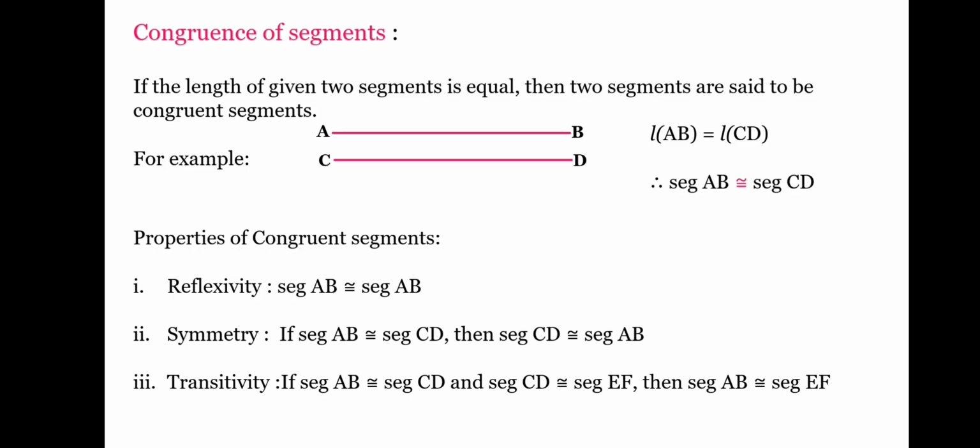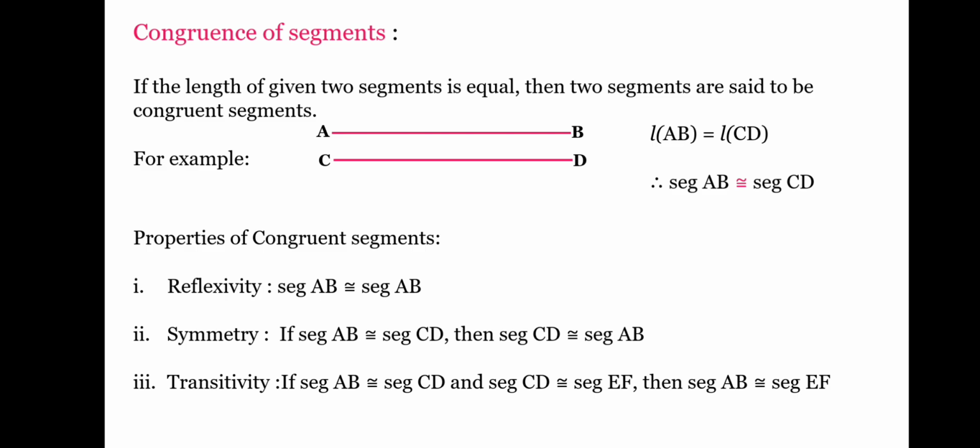We say that two lines or two line segments are congruent to each other when their lengths are equal. Congruency is what? When the dimensions of given figures are equal, then we say that two figures are congruent to each other. If we say that two angles are congruent to each other, it means they both have the same measurement. So similarly, when we say that two segments are congruent to each other, it means their lengths have to be the same.